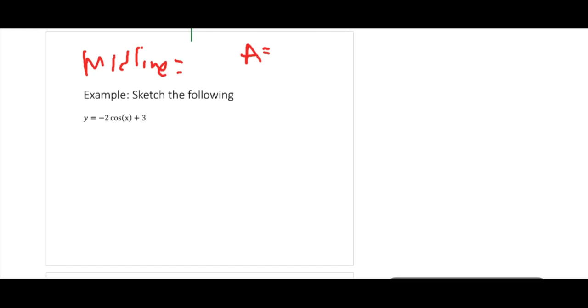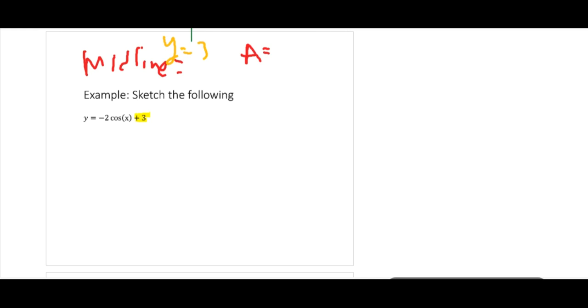So the midline comes from the number that is not attached to either the cosine or the sine. It's not attached because you're either adding it or subtracting it, okay? So we see here that it's 3 and that it's +3. So what that means is that the midline is going to be at +3.